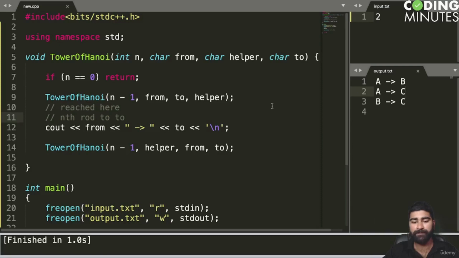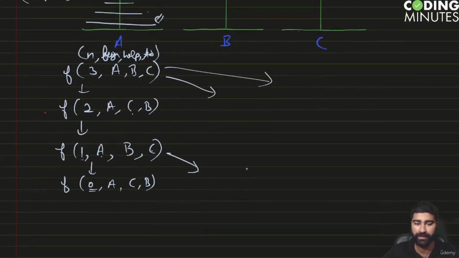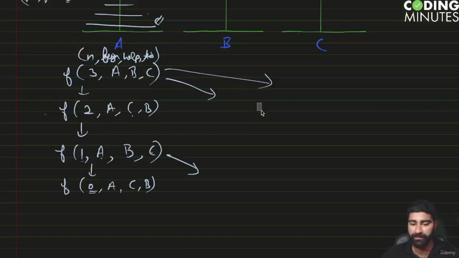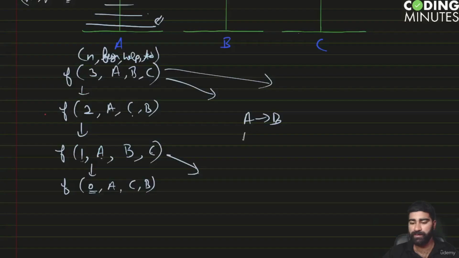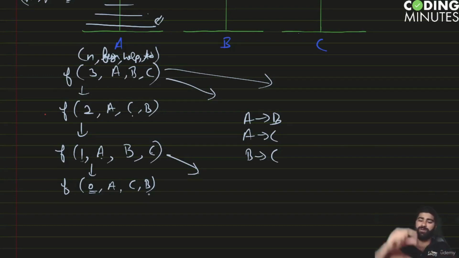On 2, what's happening? Firstly, I'm picking the rod from 2. What's happening? A to B. We have already discussed this, I guess, right? So A to B, A to C, and B to C. So as you can see, guys, what's happening? The small rod from A to B, the second rod from A to C, and the small rod again from B to C.